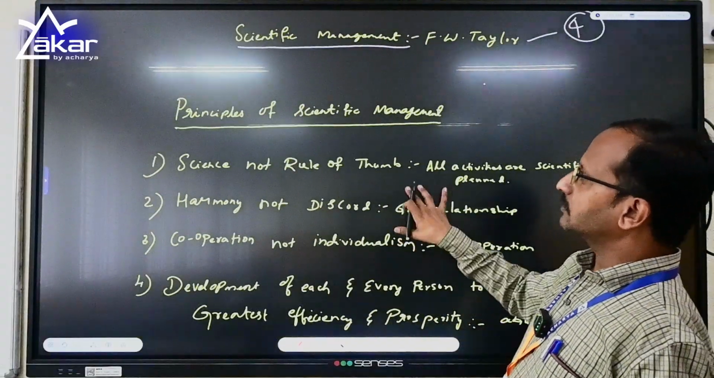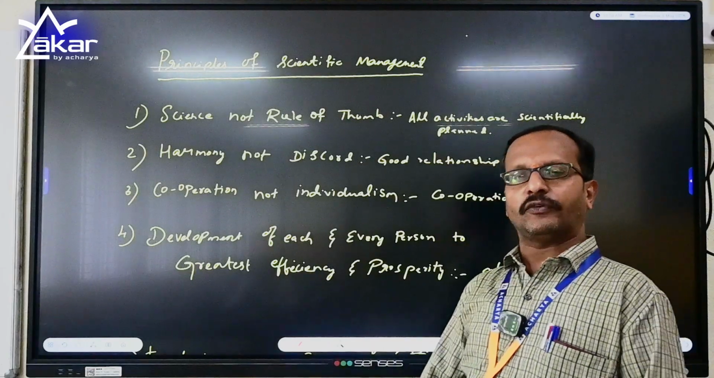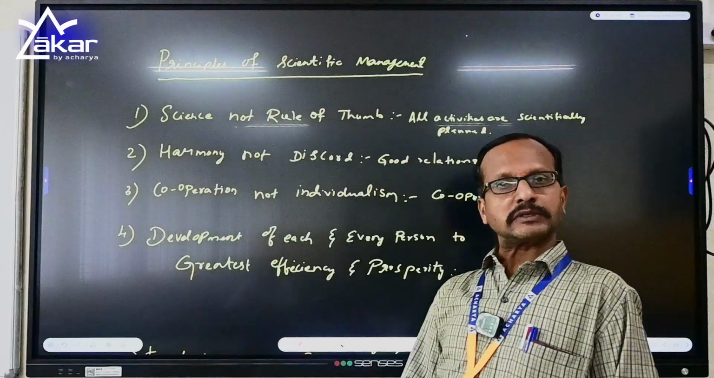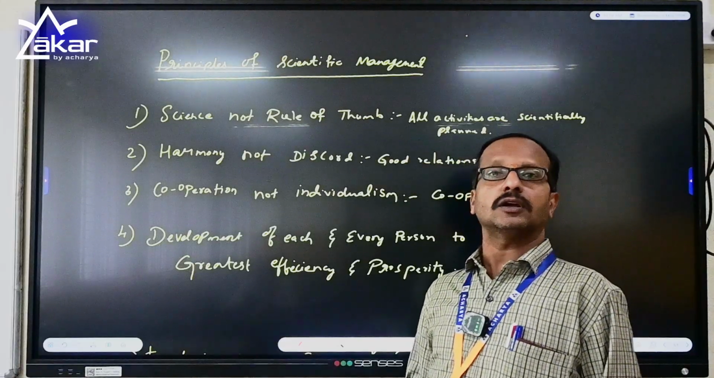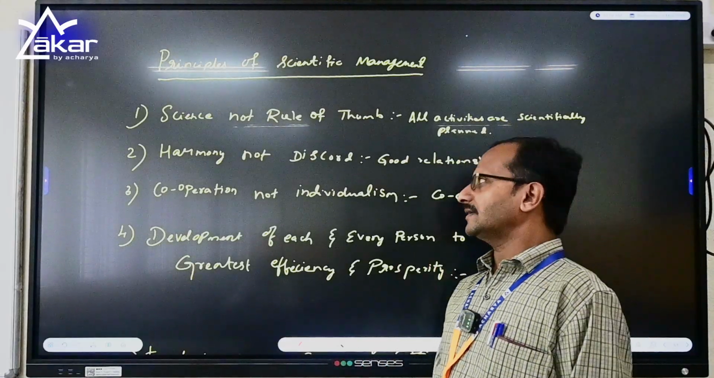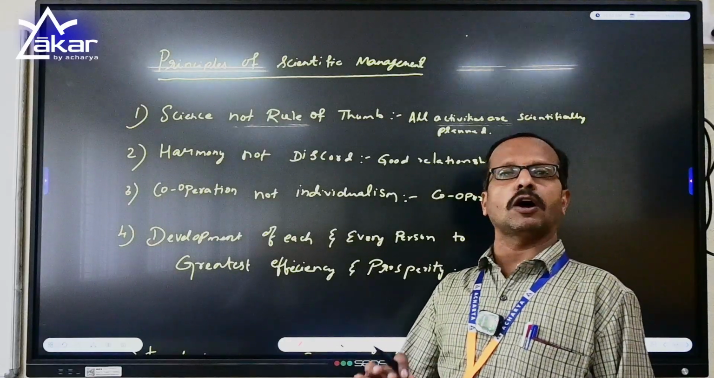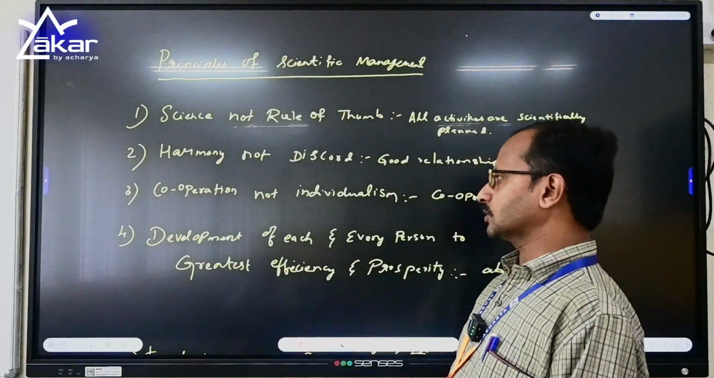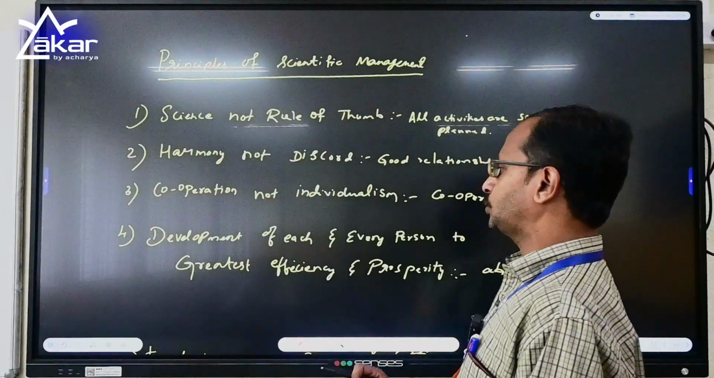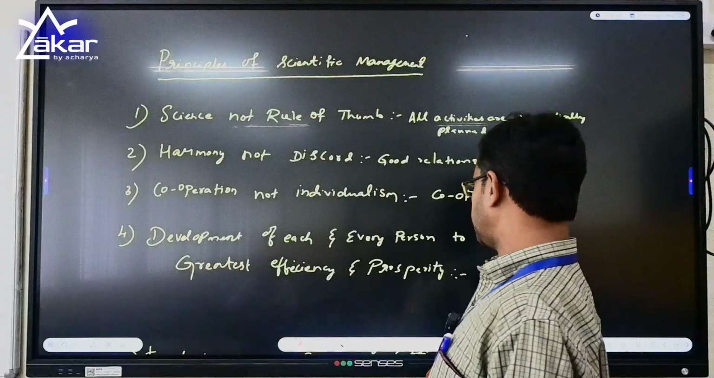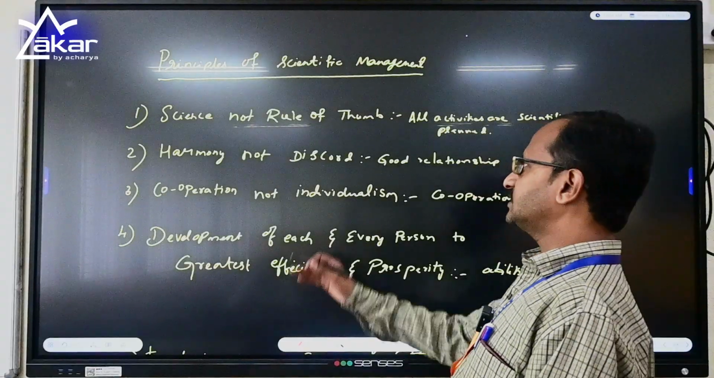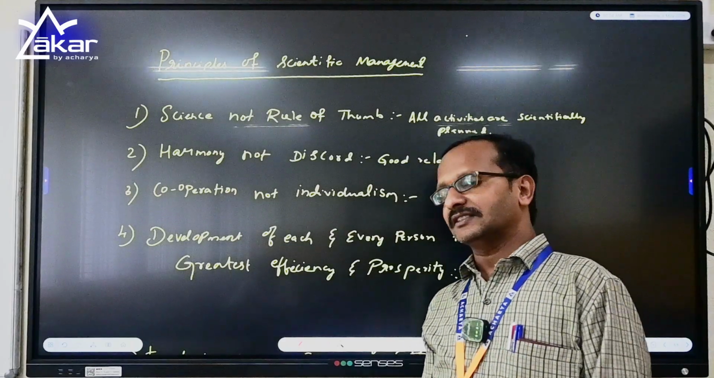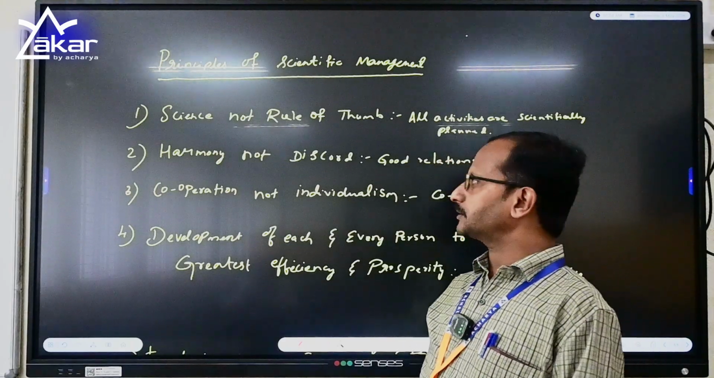As I told, the 4 principles which have been given by Frederick W. Taylor are: science, not rule of thumb. The first one, science, not rule of thumb. The second one, harmony, not discord. Third one, cooperation, not individualism. And the fourth one is development of each and every person to greatest efficiency and prosperity. Got it? So let us discuss more about these 4 principles given by F.W. Taylor, who is considered as the father of scientific management.